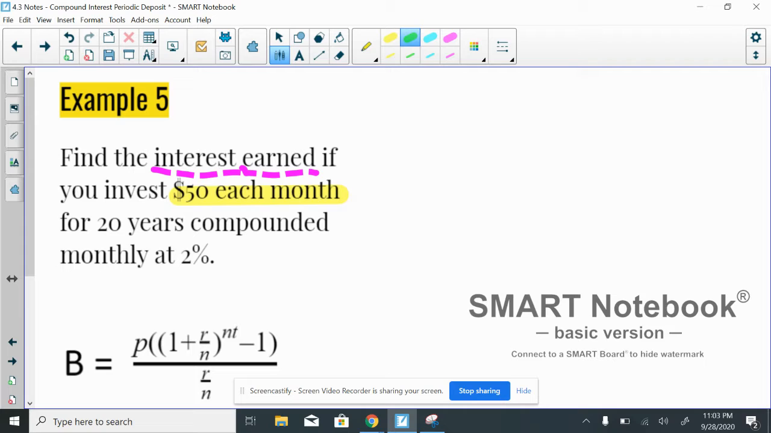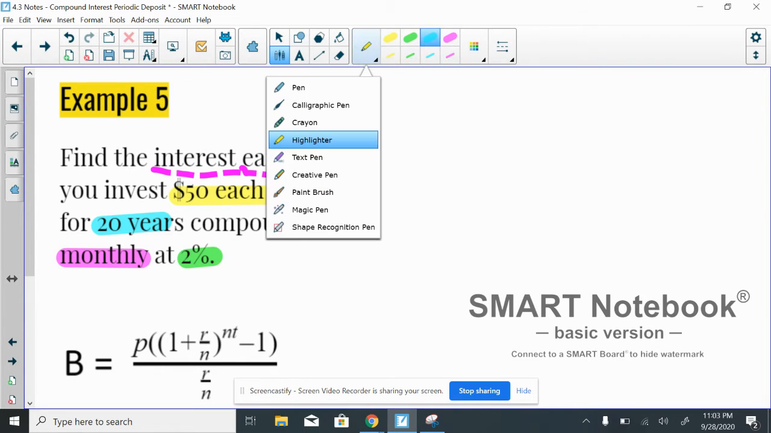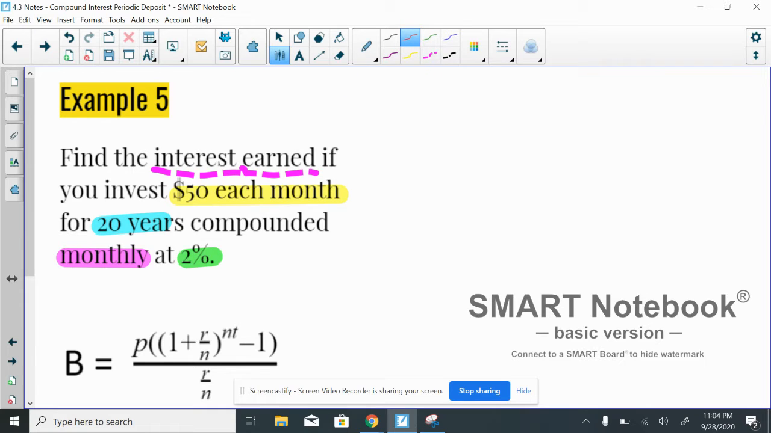The rate is 2%, compounded monthly, and notice that I'm investing every month and compounding every month, and my time value that they give me is 20 years. So we know our periodic deposit is going to be $50 a month.